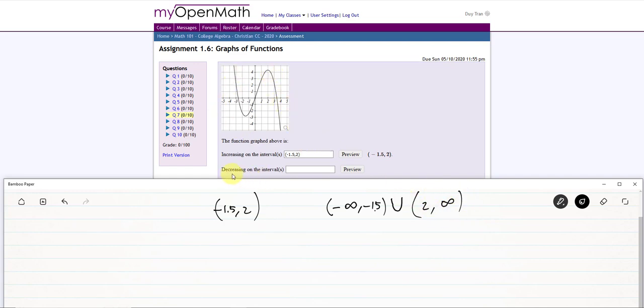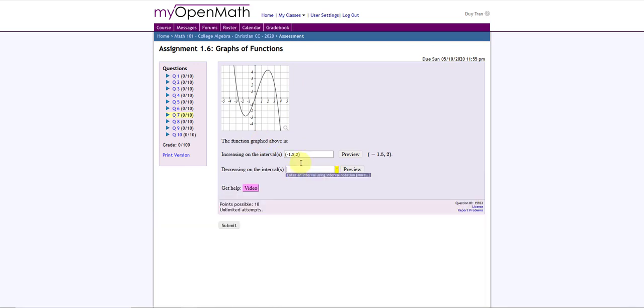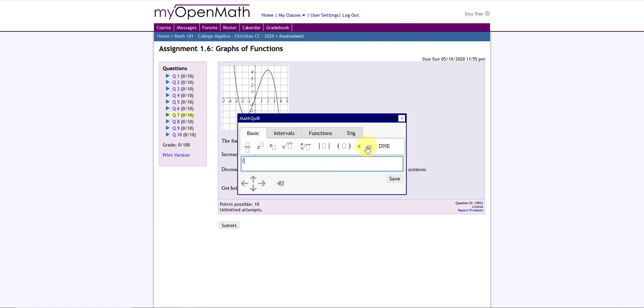So for the decreasing, there are 2 parts. One is the left side here, one is the right side over here. So minus infinity up to minus 1.5, and to use the infinity notation, we click on this link, and you've got to find the infinity, okay? Or you can just put a minus infinity, comma, minus 1.5, and then close it.